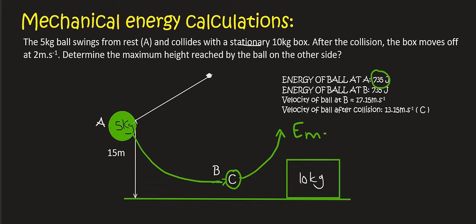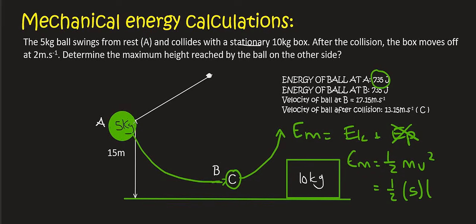So we know that mechanical energy is kinetic plus potential, but because it's still at the ground level, the potential energy is now 0. So the mechanical energy is going to be equal to kinetic, which is a half mv squared. So it's going to be a half times its mass, which is 5, and its velocity is 13.15 squared. And if you work that out, we end up with 432.31 joules. So before the collision, it had 735 joules. After the collision, it's got 432.31. So that makes sense. It's lost energy.